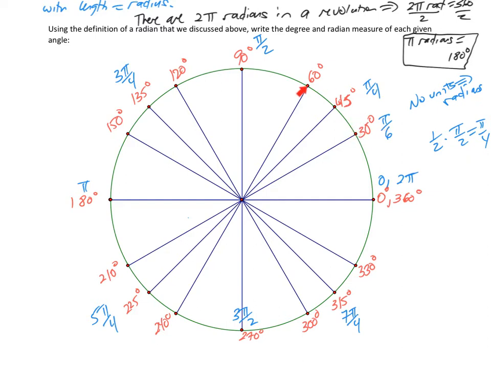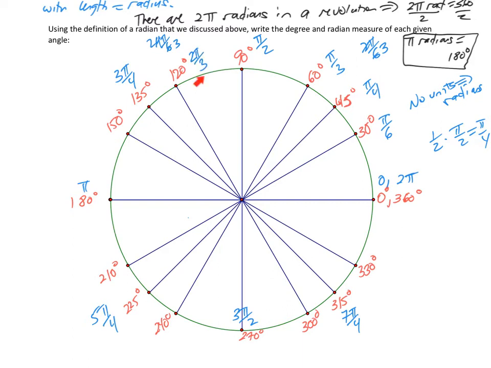If I rotate another pi over 6, pi over 6 plus pi over 6 is 2 pi over 6. But 2 pi over 6, I can simplify that to pi over 3. The next one, you have to remember where we were. We were at 2 pi over 6. If I add one more pi over 6, that will put me at 3 pi over 6, which is pi over 2. We've already labeled that. The next one, I'm going to add another pi over 6. That's going to make it 4 pi over 6. But 4 pi over 6, I need to simplify, so that's going to be 2 pi over 3.